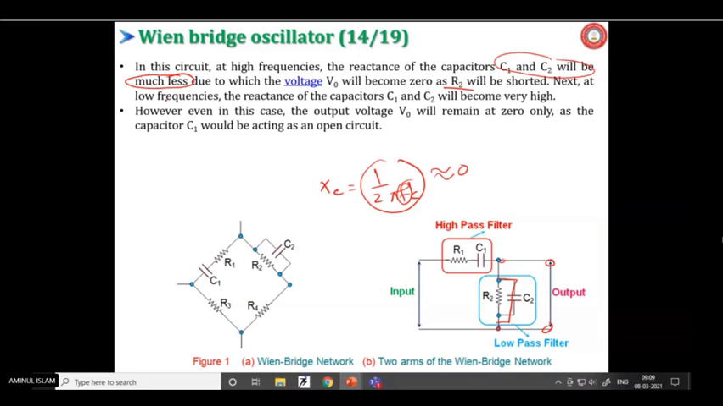Next, at low frequencies, the reactance of C1 and C2 will become very high. Once it is very high, this will behave like an open. The output voltage once again will be almost 0, because if it is open, the input will not pass into the output side.